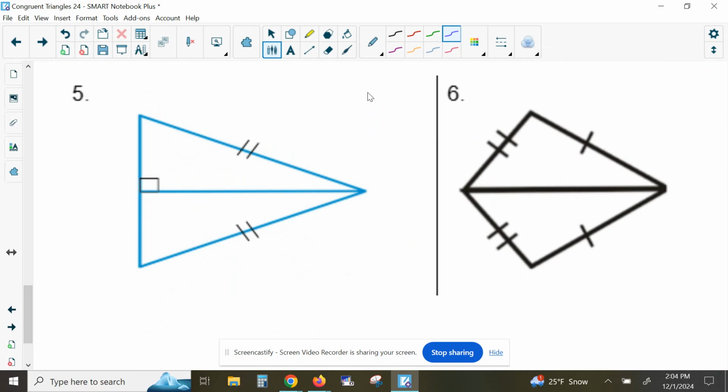Number 5, let's take a look at this picture. I have a given side. So this green's, oh, that's blue. This blue side is matching this. That's a given. So in my pairs, I have an S, right?